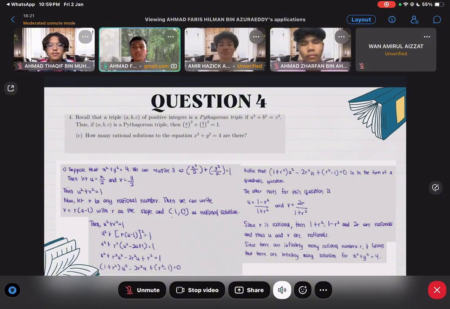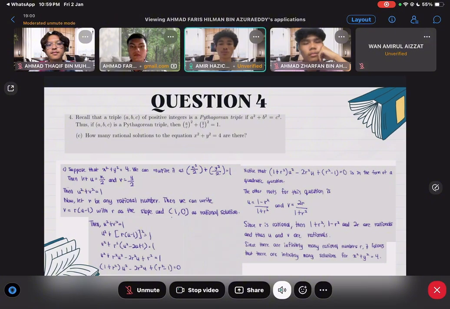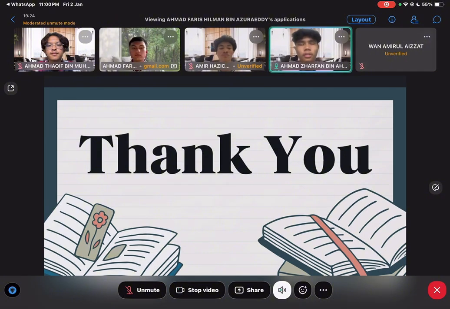Notice that the equation is also in the form of a quadratic equation. So, by doing some algebra, we will get the other roots for this question, which are u equals (1 minus r squared) divided by (1 plus r squared), and v equals 2r divided by (1 plus r squared). Since r is rational, then 1 plus r squared, 1 minus r squared, and 2r are rational. Therefore, this also makes u and v rational. Since there are infinitely many rational numbers r, it follows that there are also infinitely many solutions for x squared plus y squared equals 4.